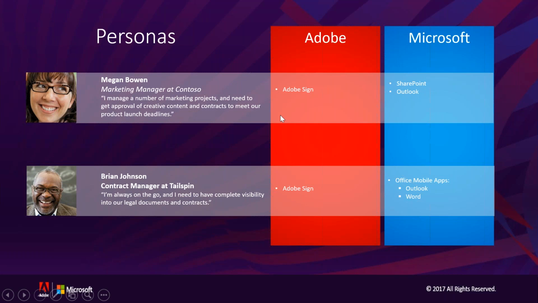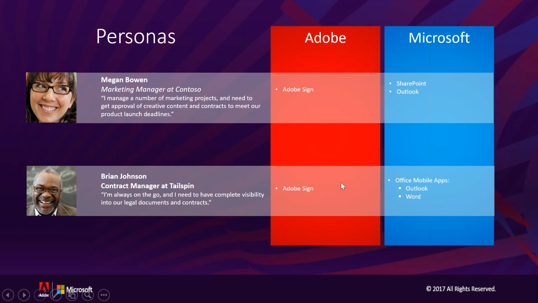So we've got two people here really quick. We've got Megan and we've got Brian. And Megan is a marketing manager from Consorto, and she manages all of these different products. And then she needs some help. She is like, I am crazy busy, but I know that Brian is my contract manager at Tailspin, and I know he can help me with all of these wonderful and amazing things.